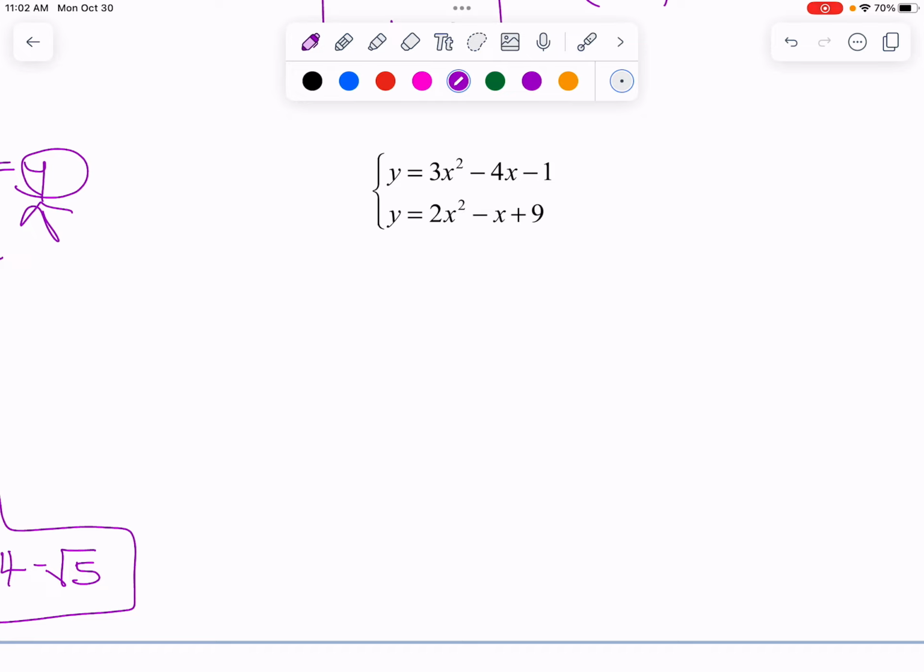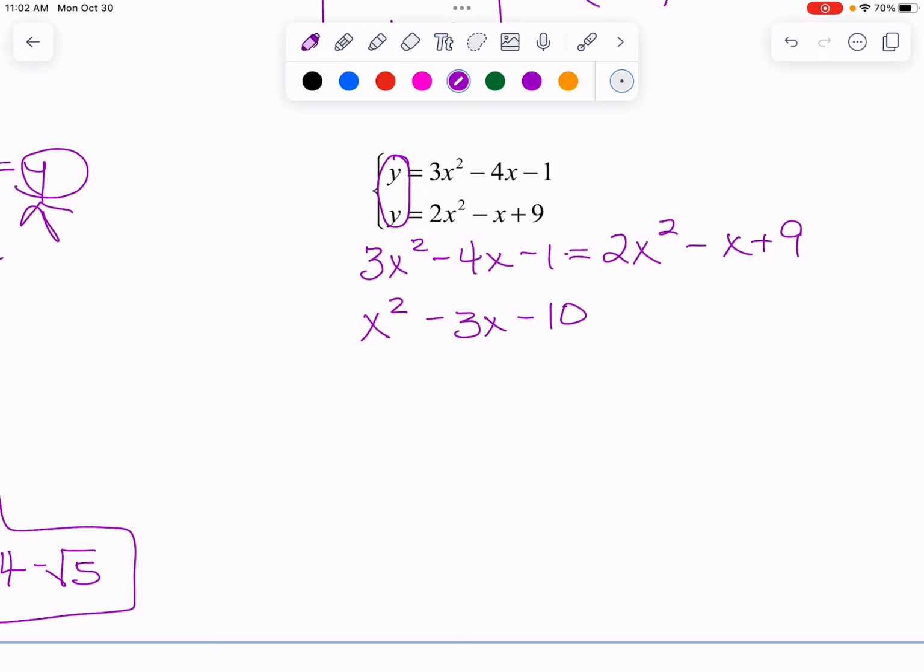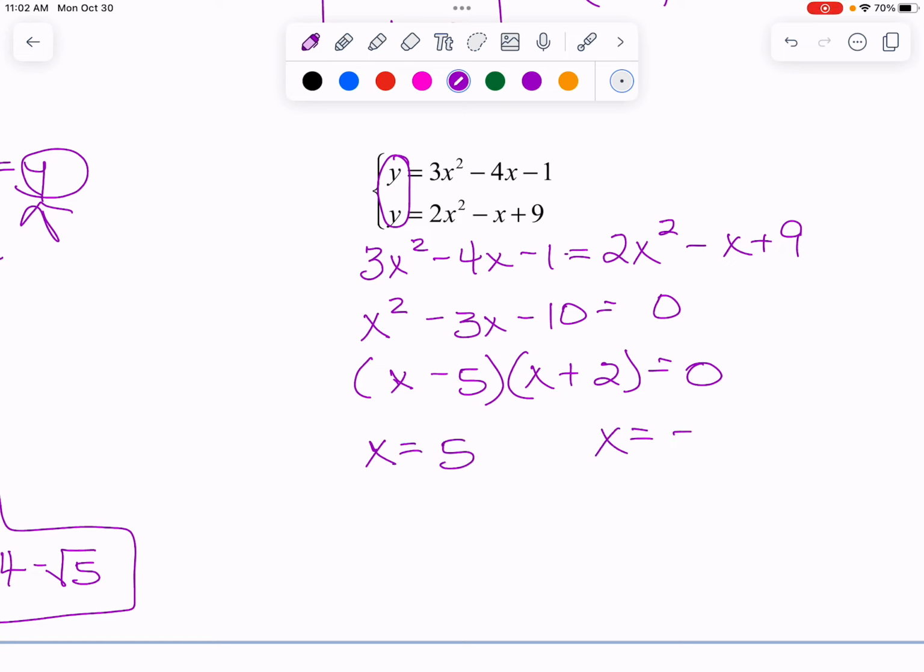The next one, they've already been set equal to y. 3x squared minus 4x minus 1 equals 2x squared minus x plus 9. I'm going to move the x squared over, the x, and the 9. I'm going to factor. So x is going to be 5. x is going to be negative 2.